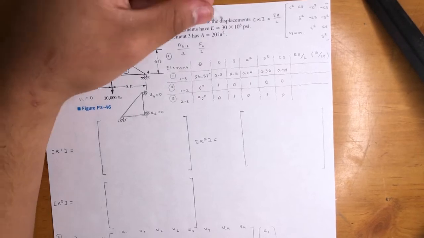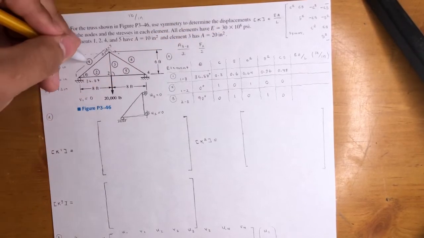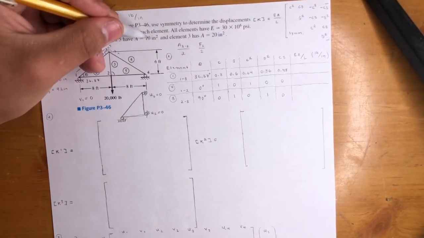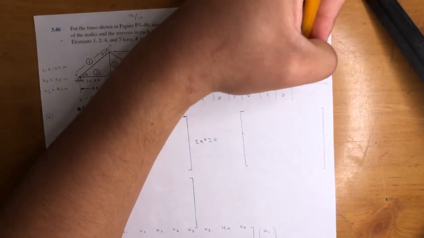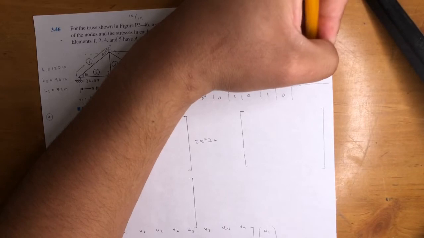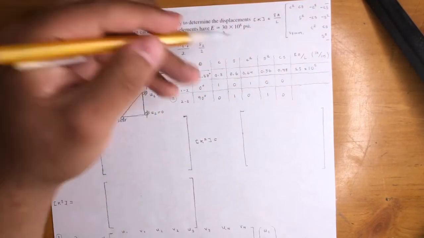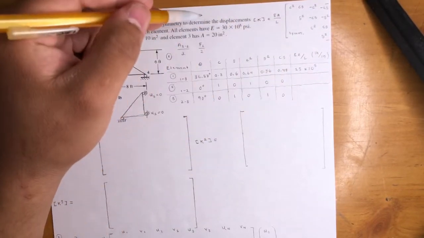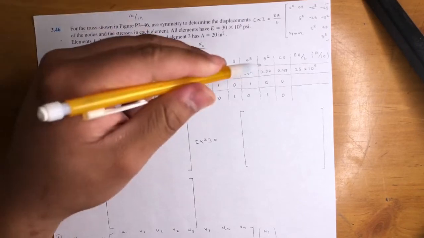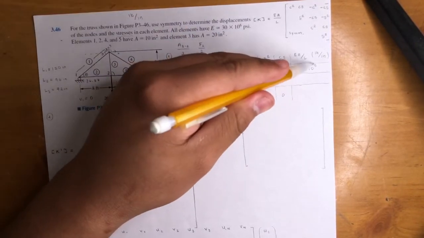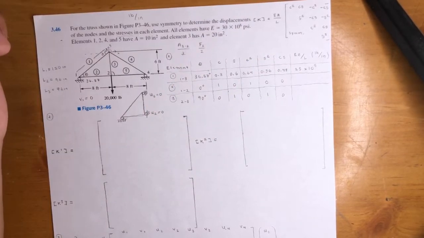EA over L, right? So it's 30 times 10 to the 6 for the first element times 10 divided by 120. Now, if you do that, you will get 25 times 10 to the 5th. I had to move the decimal, just FYI, that's how I got it. So it's 300 divided by 120, that's 2.5. And then I just moved the decimal over to get 10 to the 5th, not 10 to the 6th. And then element 2, again, normal.